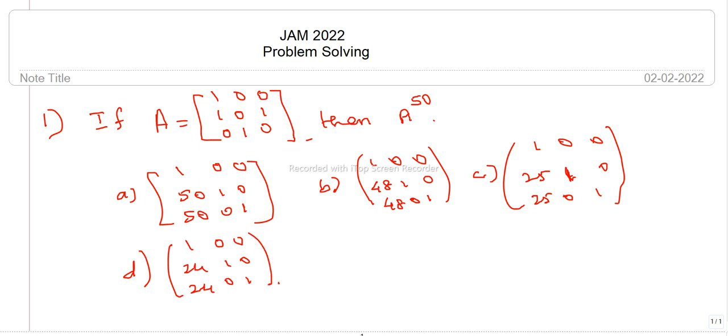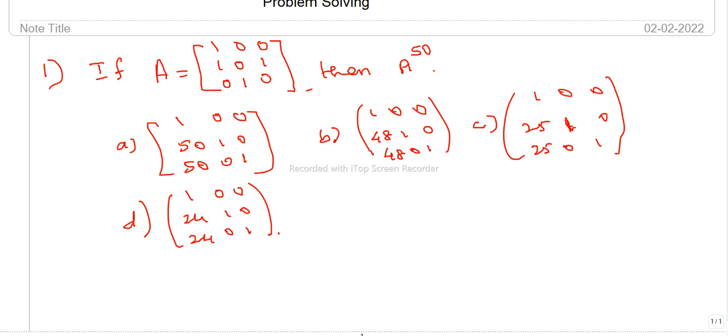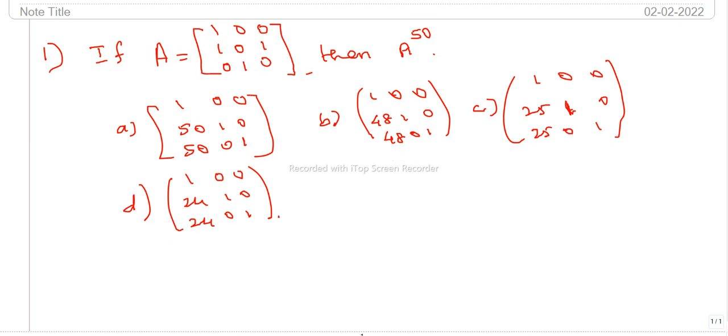Now in this type of problem, they will ask to find a high power of the matrix. Sometimes they will ask A power 100, A power 50 or A power 49, they will ask anything. There are two methods to find the power of any matrix. First, you find the characteristic polynomial of the given matrix.